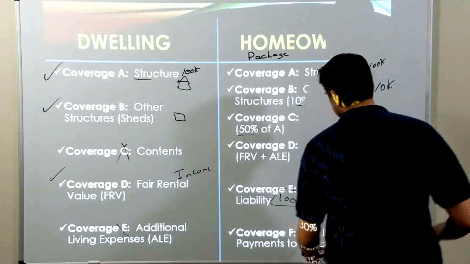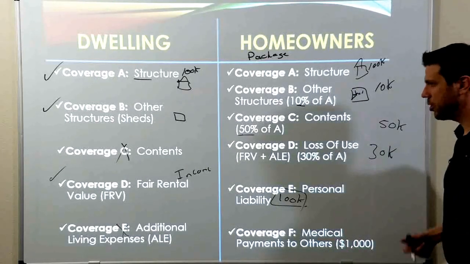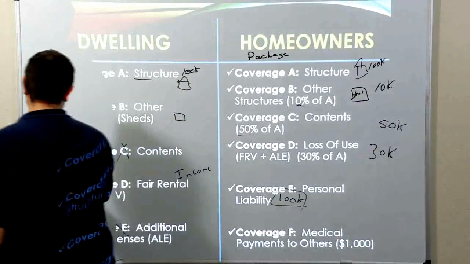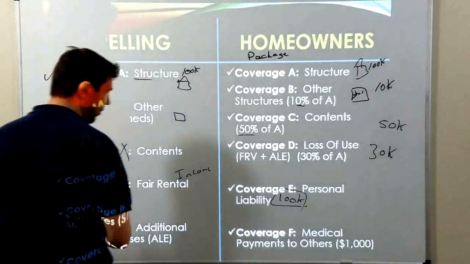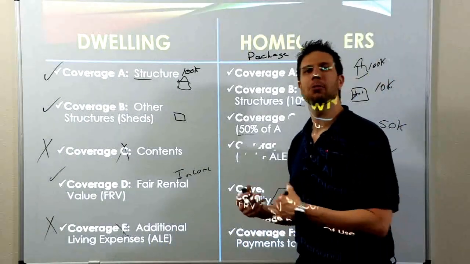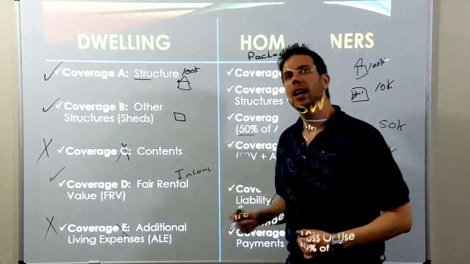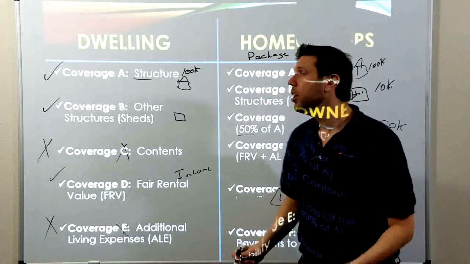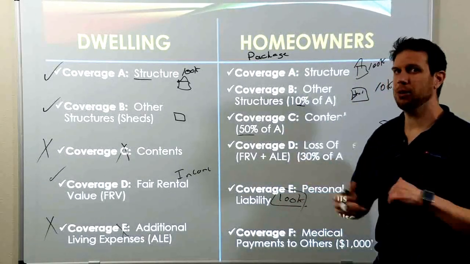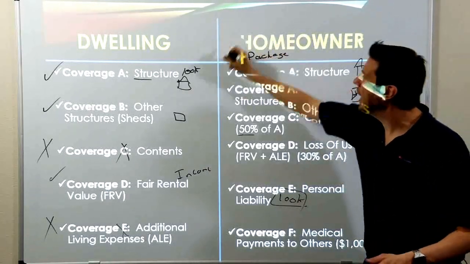So homeowners is a package policy where you have to get all of the coverages. You cannot opt out. Dwelling, you can opt out depending on what you need. Dwelling policies are kind of like picking from a restaurant menu. Dwelling, you get to pick and choose what you want. If you don't want something, don't buy it. Homeowners is kind of like subscribing to cable. They give you a whole bunch of channels you may or may not want, but you're getting them anyway. Homeowners is a package policy.